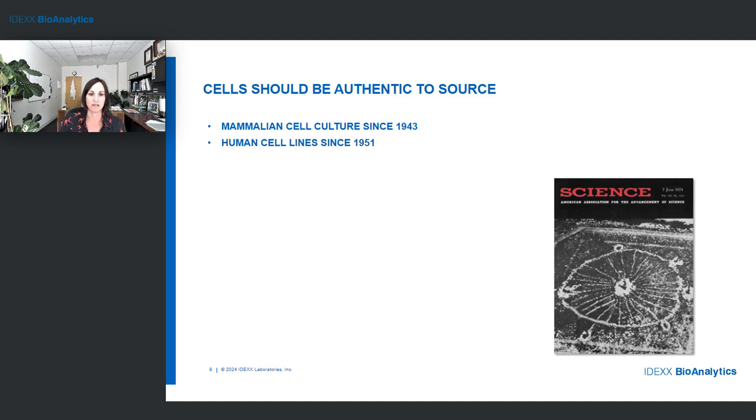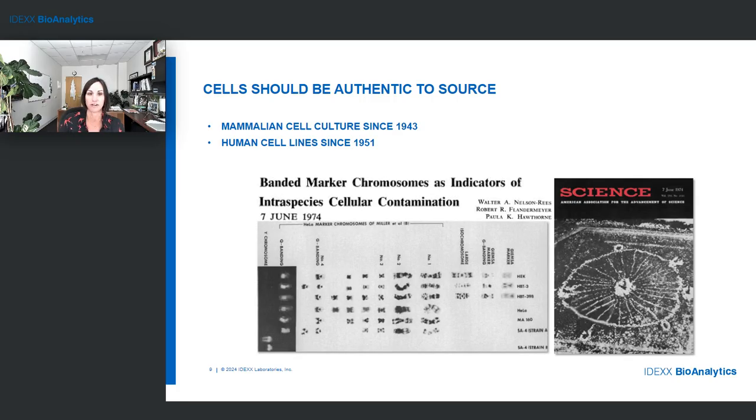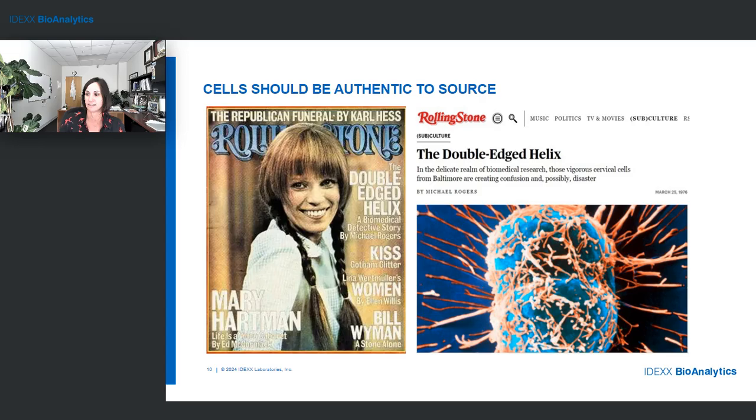So we've had mammalian cell culture since 1943, beginning with a mouse cell line, and we've had human cell lines in culture since 1951. And it was found shortly after this, in this publication that's shared here from 1974, that this group began to recognize that there was something about the chromosomal pattern in one of their cell lines that appeared to be distinctly similar to that of HeLa cells. So this was shared again in 1974, 50 years ago, and contamination is still something that we're tackling today.